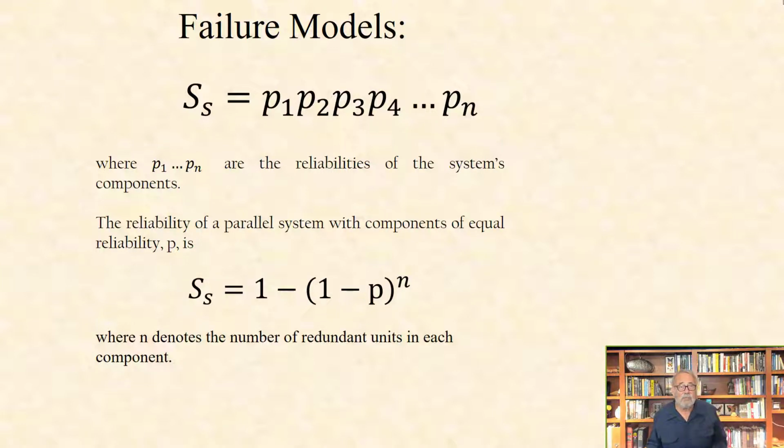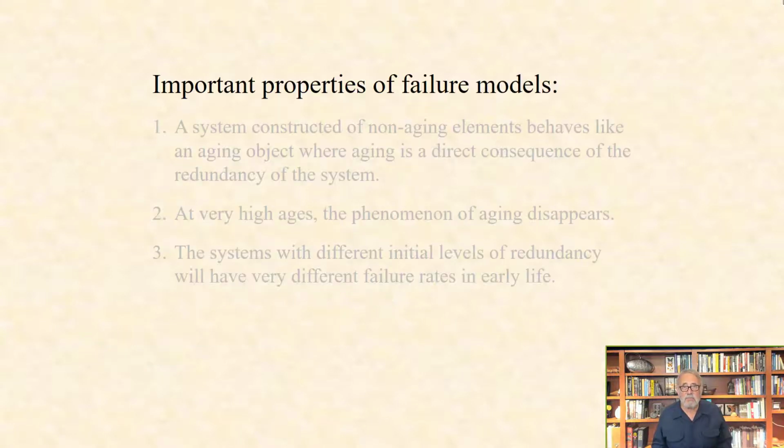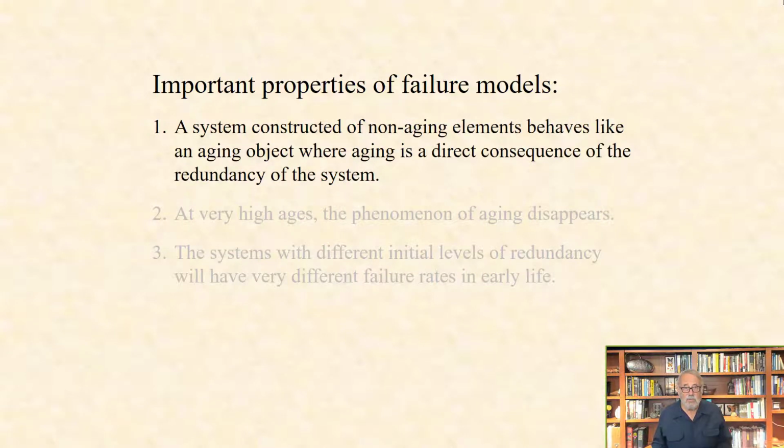The reliability of a parallel system with components of equal reliability P is given here, where N denotes the number of redundant units in each component. Failure models in systems engineering possess three important properties. One, a system constructed of non-aging elements behaves like an aging object, where aging is a direct consequence of the redundancy of the system. Two, at very high ages, the phenomenon of aging apparently disappears.